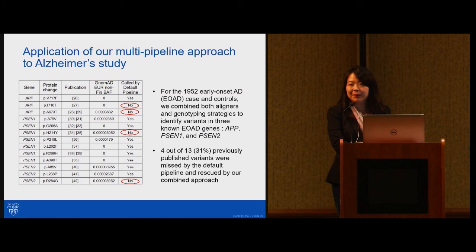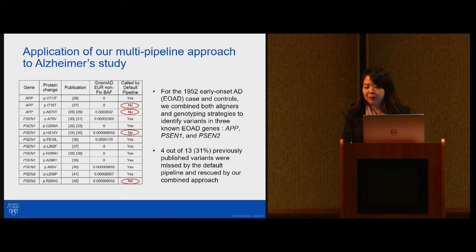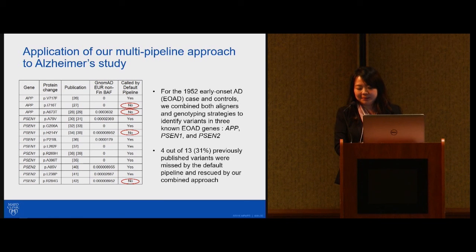From the 1952 samples that we mentioned earlier, we combined both aligners and both genotyping strategies. We wanted to see how many additional variants we can find in 3 known early onset AD genes, including APP, PSEN1, and PSEN2. As it turns out, 4 out of 13, or 31%, of previously published variants were missed by the default pipeline, and they were rescued by our combined approach. This is important because this both validates our approach, but also alarms us that using the default pipeline could lead to many missed opportunities of uncovering disease mechanisms.